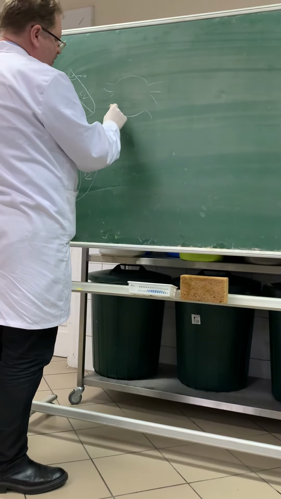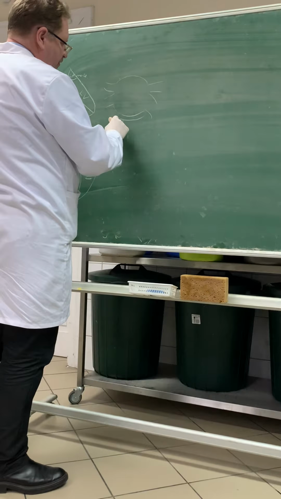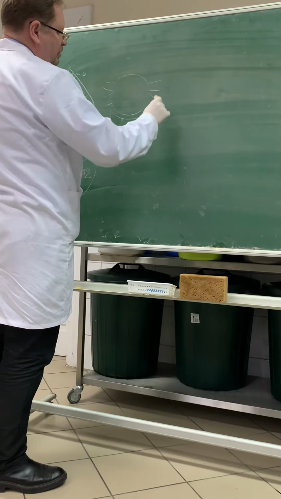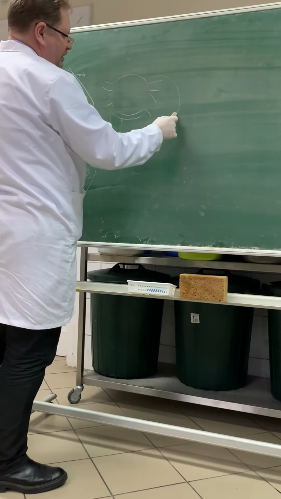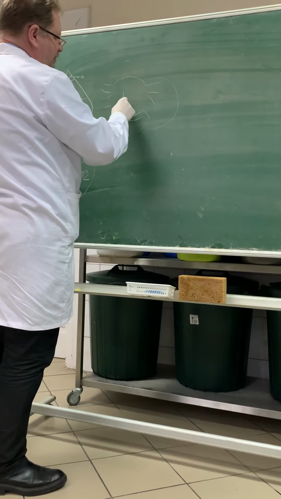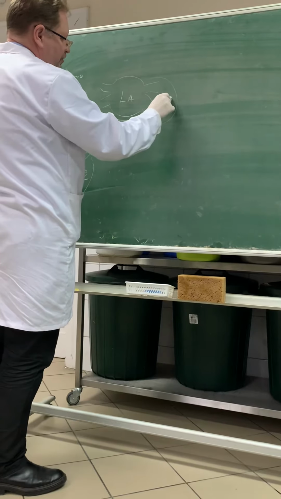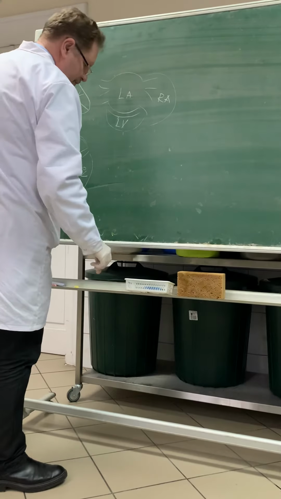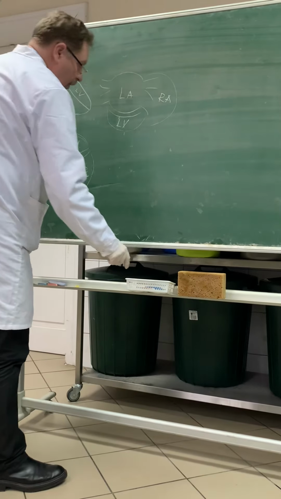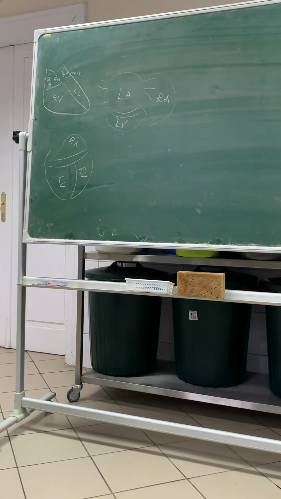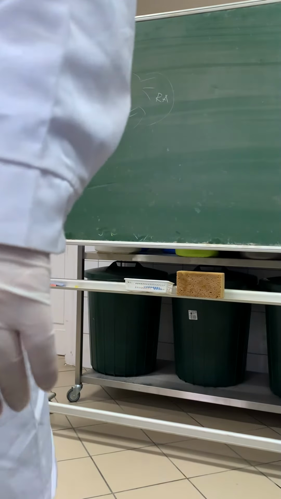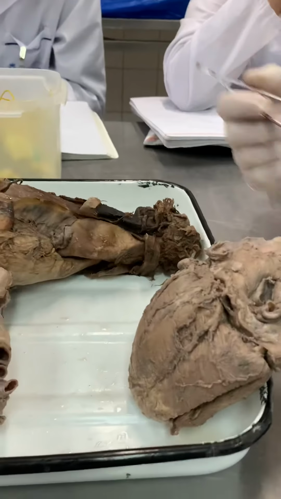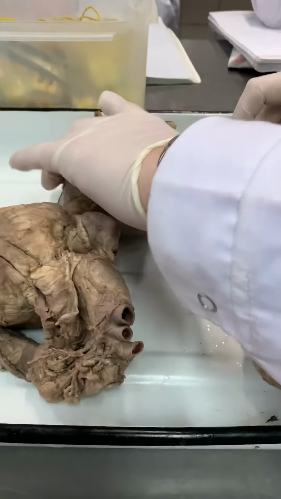Then we can see the coronary sulcus that separates a little fragment of the left ventricle. And we have here also the right atrium of the heart. So we have the left atrium, right atrium, and the left ventricle of the heart. These are quite important things to see.